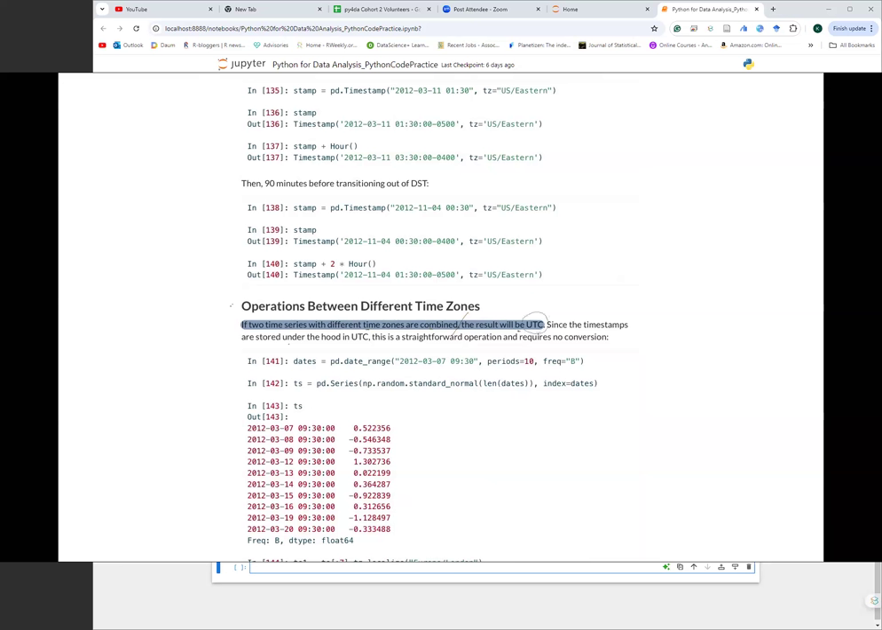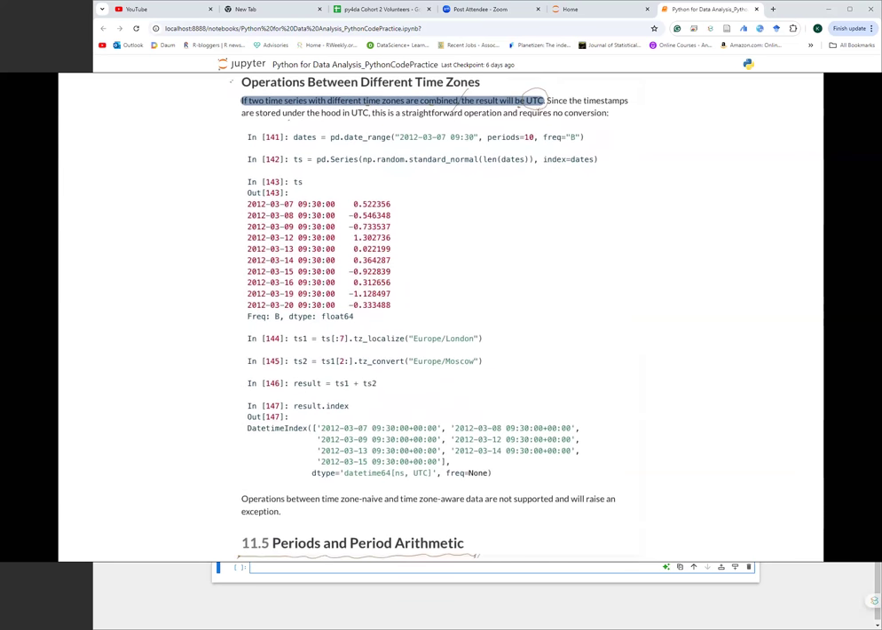What does that mean? Two different time zones have a difference, so we cannot use those two different time zones at the same time. What we can do is convert those two time zones into UTC time and then combine them. That's how it operates, okay? That's how it works, all right?